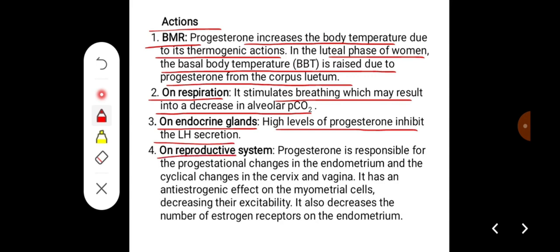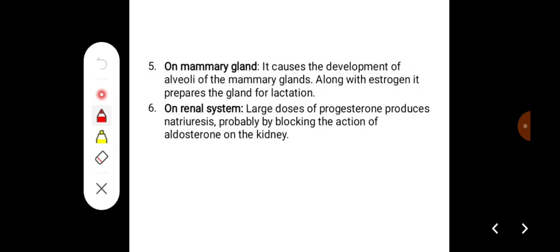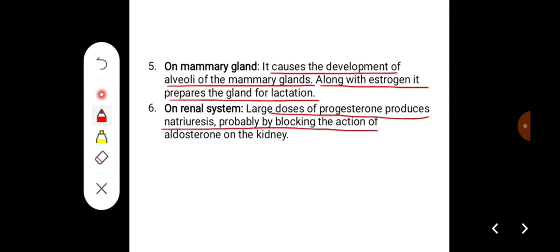You see their action on the reproductive system. Progesterone is responsible for progestational changes in the endometrium and the cyclical changes in the cervix and vagina. It has an anti-estrogenic effect on the myometrial cells, decreasing their excitability. It also decreases the number of estrogen receptors on the endometrium. On the mammary gland, it causes the development of the alveoli and mammary glands. Along with estrogen, it prepares the gland for lactation. On renal system, large doses of progesterone produce natriuresis, probably by blocking the action of aldosterone.